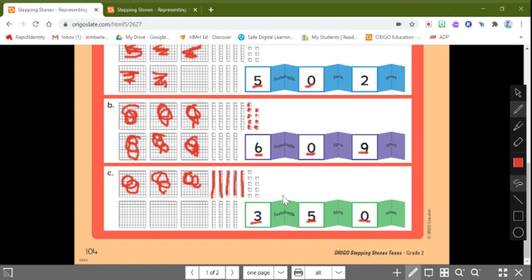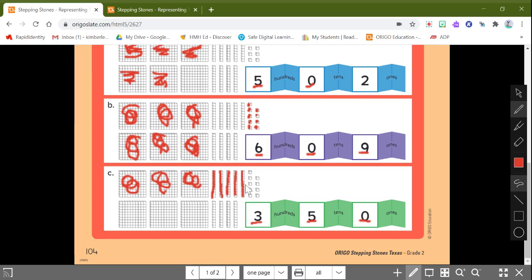I don't. I have a 0. So what do I do here on my ones blocks? I don't color any. I color in 0. Well, if you color in 0, you don't color any in. There's none colored. So that's what I do for that one.